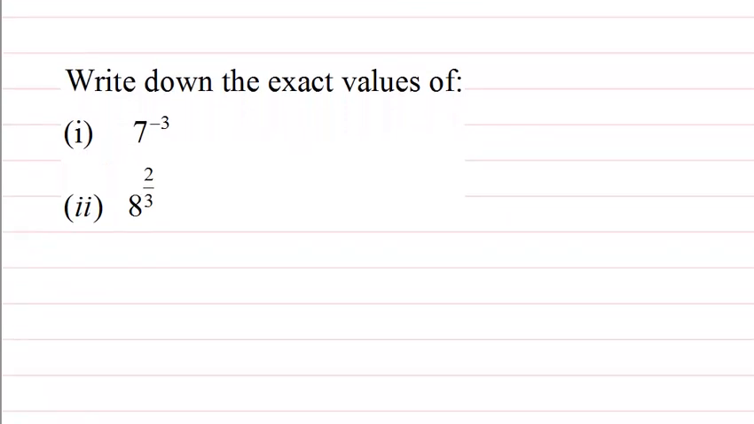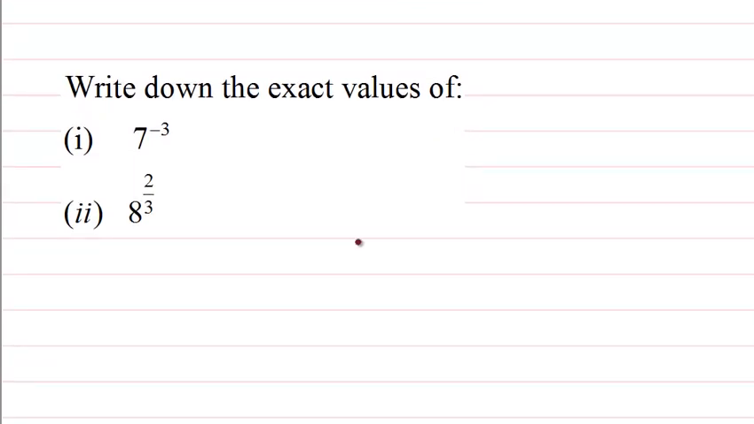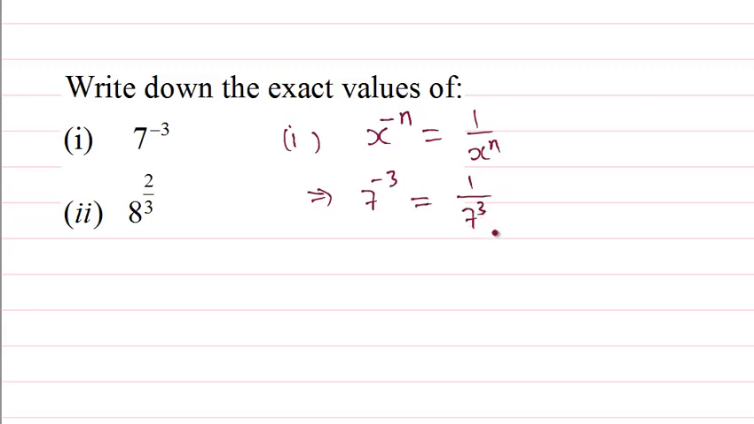Now we do this example. First, this is the formula: x to the power minus n is 1 over x to the power n. So therefore 7 to the power minus 3 is 1 over 7 to the power 3.